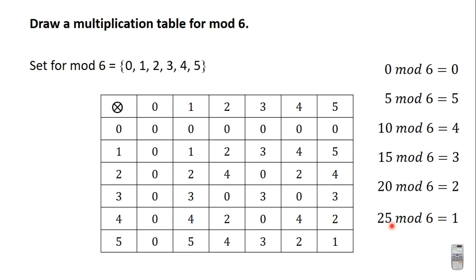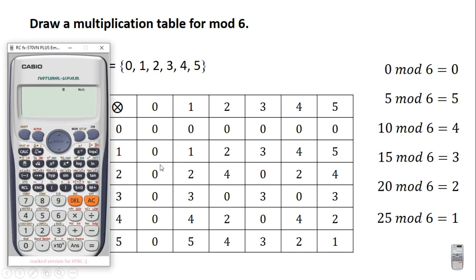You want to find 25 mod 6. You search on your calculator. Subtract 6 from 25. So you have 25 minus 6. This will give us 19. 19 is bigger than the modulus, which is 6. So you subtract 6 from 19 again. So 19 minus 6, and that will give us 13.